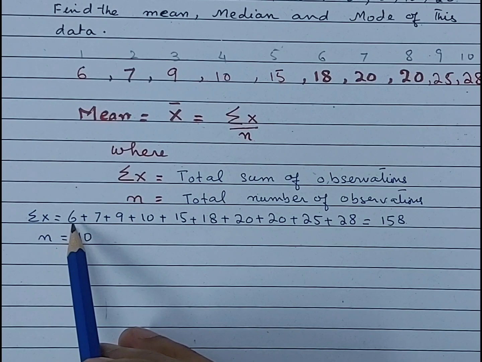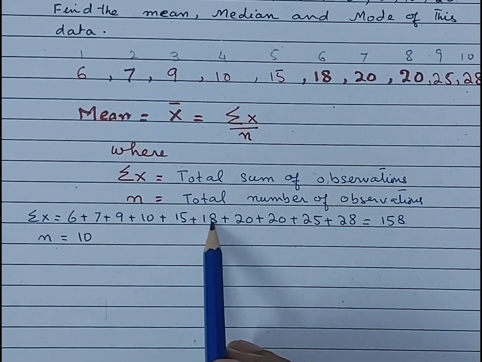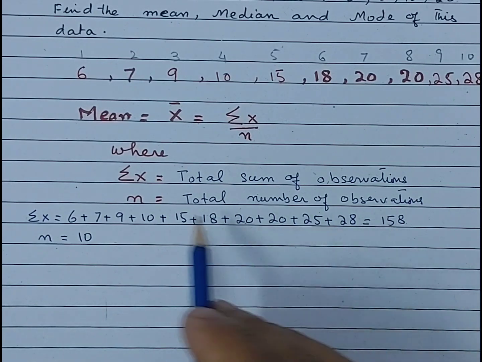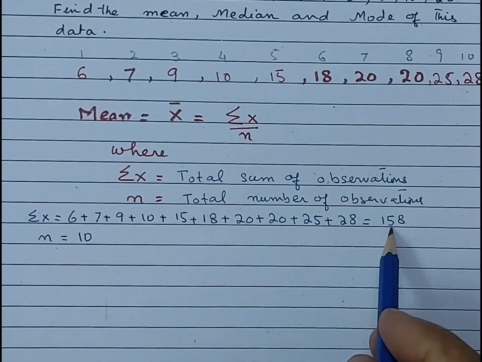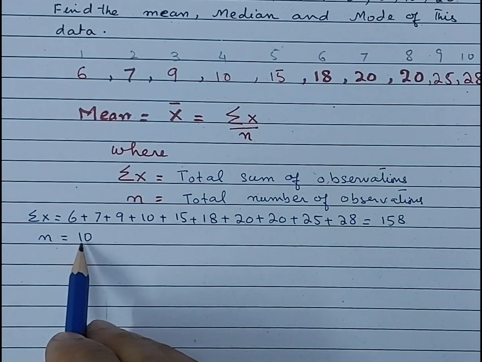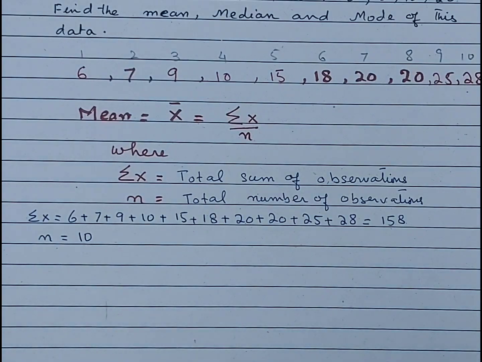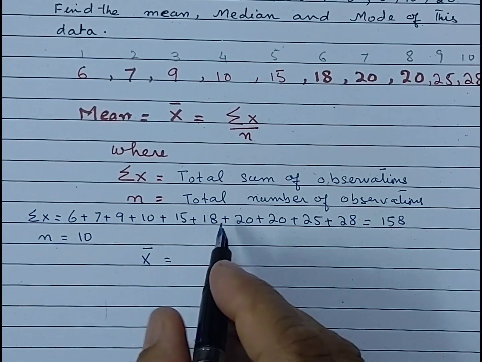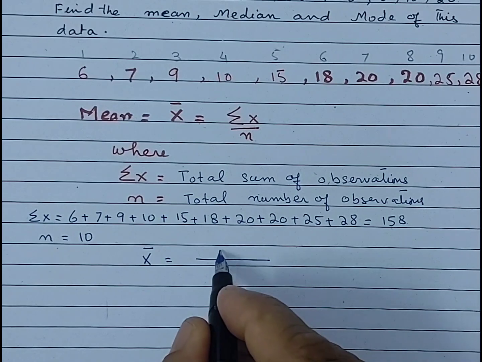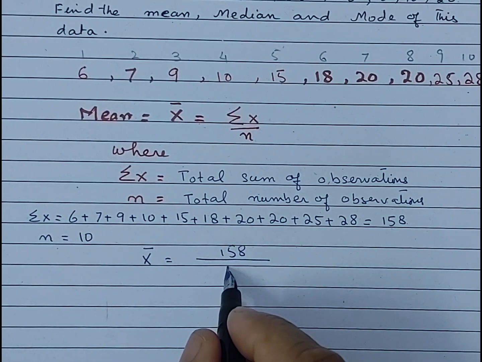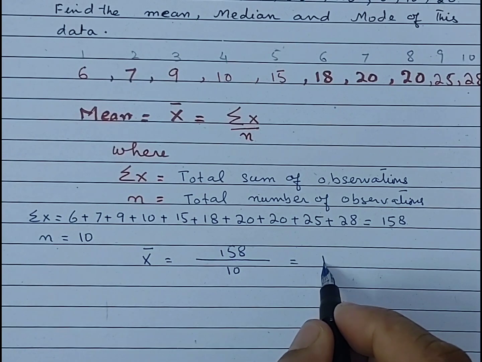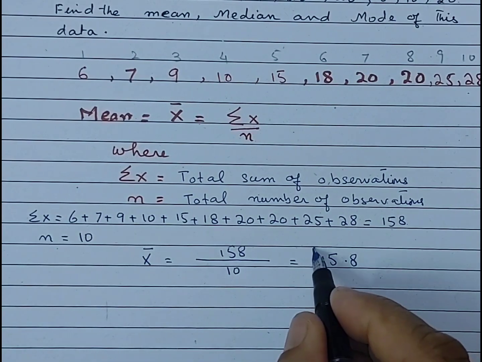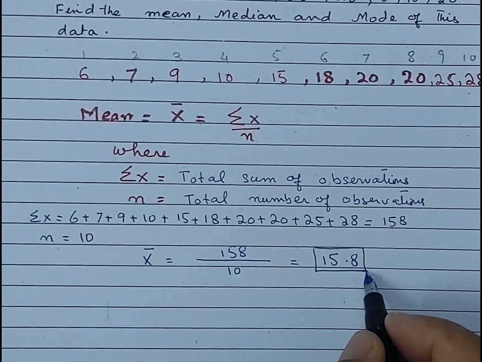Summation x is 6 plus 7 plus 9 plus 10 plus 15 plus 18 plus 20 plus 20 plus 25 plus 28, which is equal to 158. So this is the summation x, that is, the sum of all the observations, and n is the total number of observations, which is equal to 10. Now I am going to put these values in my formula. So x bar is equal to summation x, 158, and the total number of observations is 10. So my result is 15.8. This is the mean for this data. 15.8 is the mean, or the average, of this data.